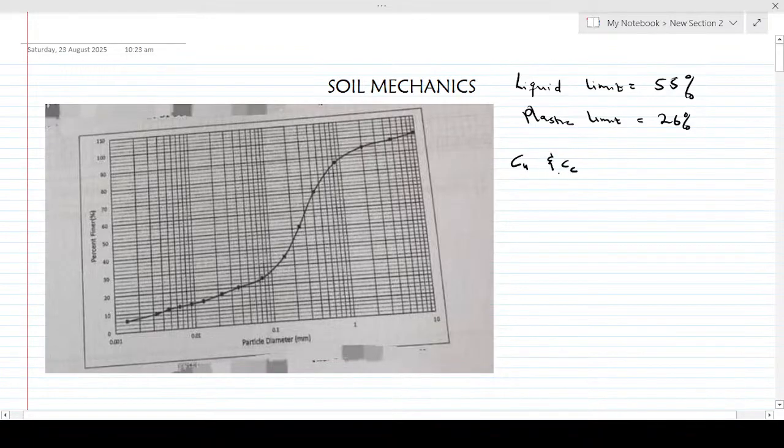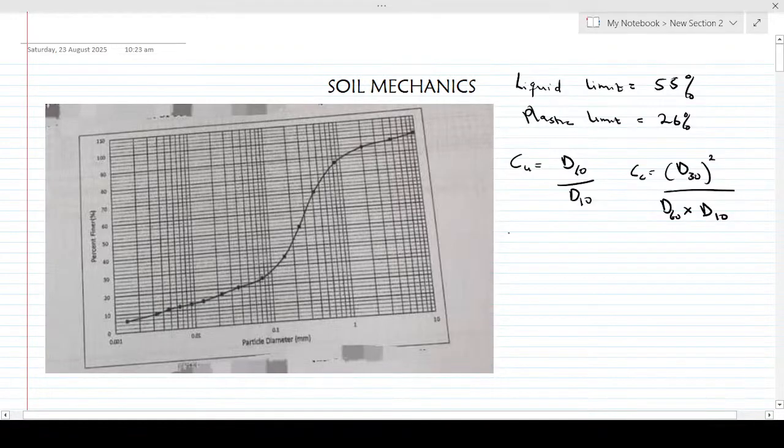So you know that CU is basically D60 over D10, and CC is basically D30 squared divided by D60 times D10. But note that D60, D10, and D30 are known as effective diameters, right? Effective diameters, and they are supposed to be read from the graph.